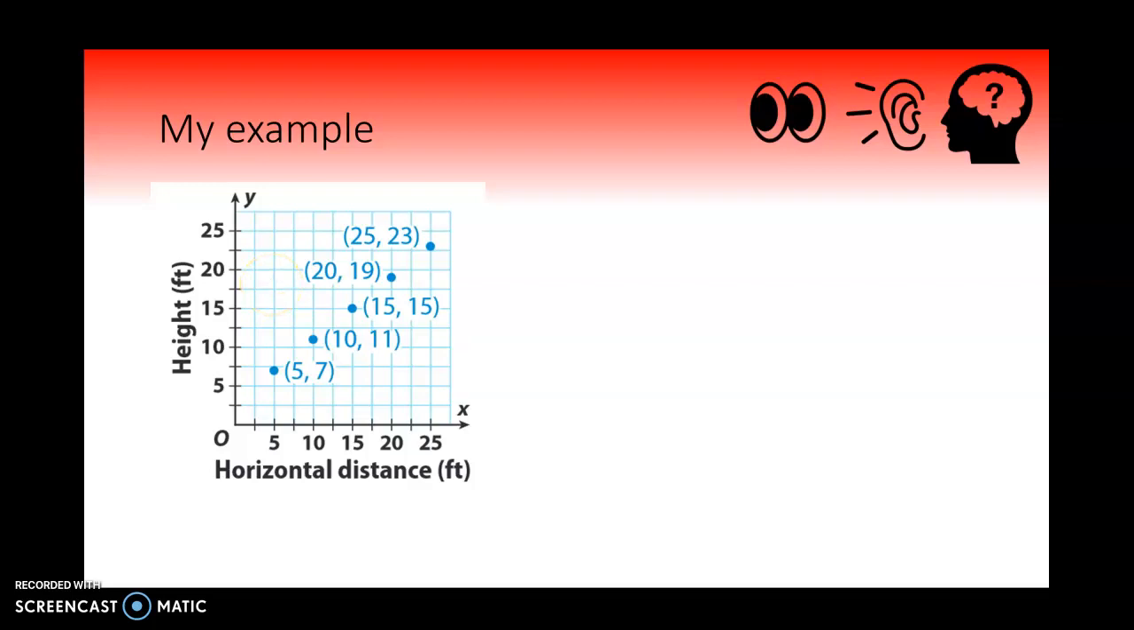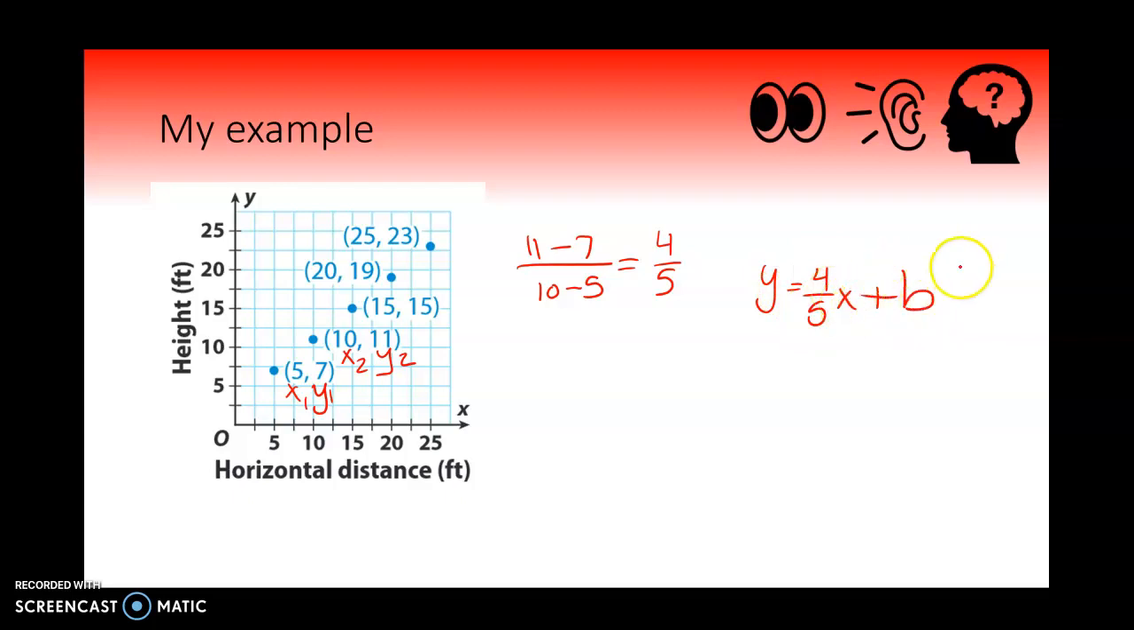Since we can't, with our eyes, see where the y-intercept is, we're now going to just do slope. So step 1, slope. I'm going to pick the first two ordered pairs, and I'm going to do y2 minus y1 over x2 minus x1. These come first, these come second. So 11 minus 7 over 10 minus 5 gets me 4 over 5. So now I have y equals 4/5 x plus b. I don't know what this is. I can't see it on the graph, so now I'm going to mathematically figure it out.